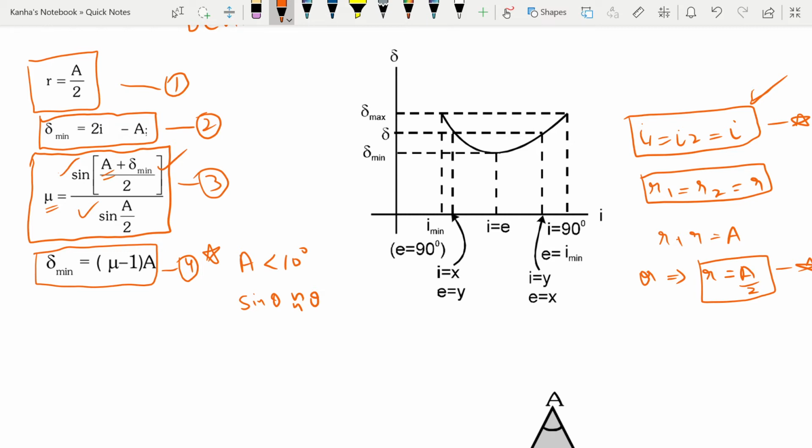Similarly, you might see this diagram in the questions. This is the diagram of delta, the angle of deviation, on the y-axis, and the angle of incidence on the x-axis. You see that for some I where the incident angle is equal to the emergent angle, you have delta equal to minimum. This should definitely be noted down.